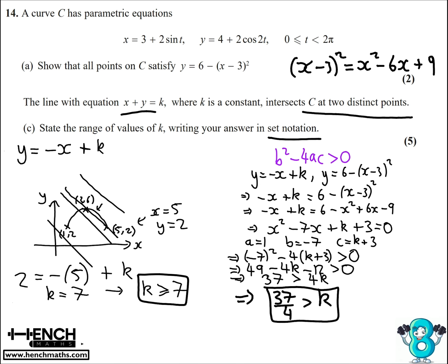So if we bring these two together, so we've got this and we've got this, and we need to give our answer in set notation. So our set of values for k needs to be greater than or equal to 7, but less than 37 over 4. And if you imagine those straight lines with k as your y-intercept, if it's above 7, it would meet this bottom point here, and if it was below 37 over 4, it would just be below where it makes a tangent, and we get those two intersections.